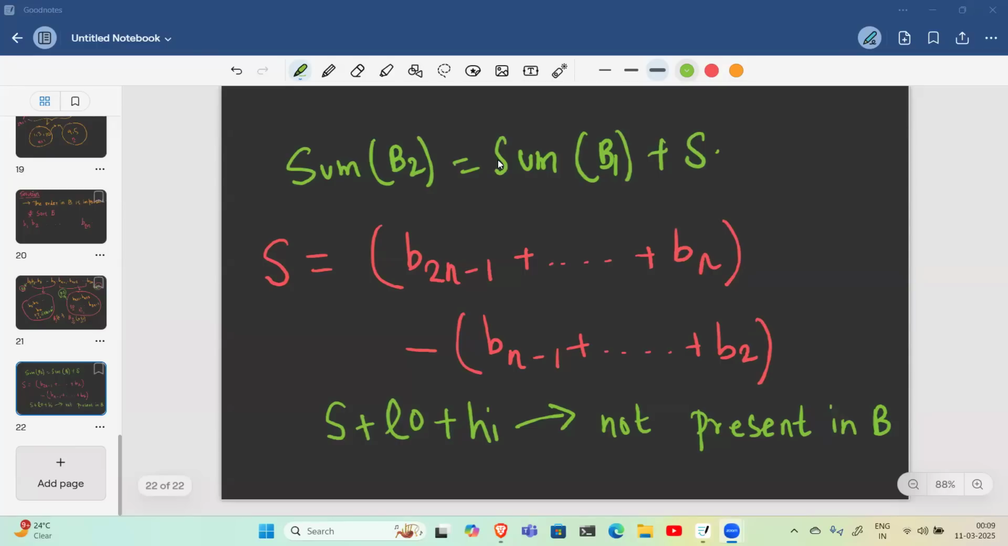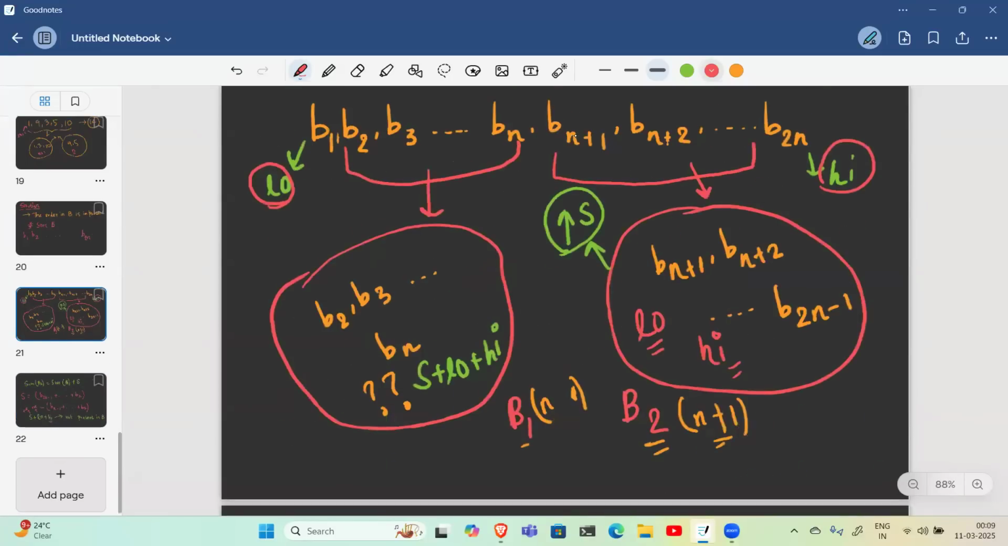We have already constructed 2 bags, one of size n, the other of size n plus 1. But the new integer we added is S plus low plus high. Exactly, as Ashwin pointed out, this new integer which we have added is S plus low plus high. Now S is positive. Low is also positive. And then we have high. So S plus low plus high is already larger than the largest element present in B, that is B2n. So it is larger than all the elements present in B, which means it is a distinct, unique element in this bag.